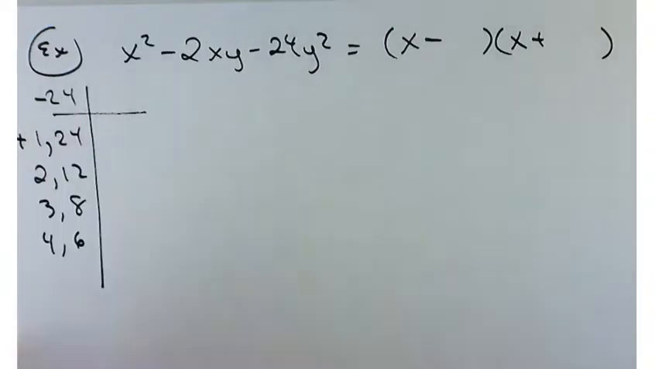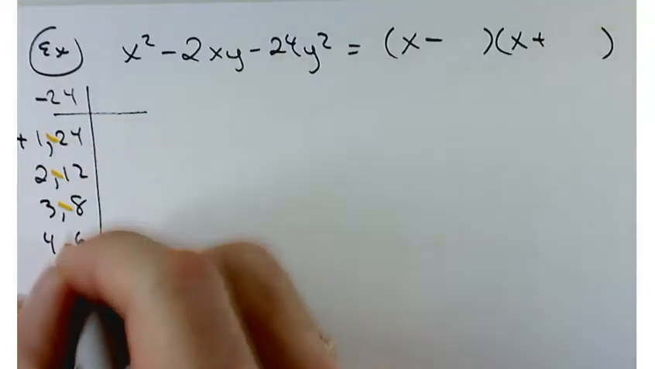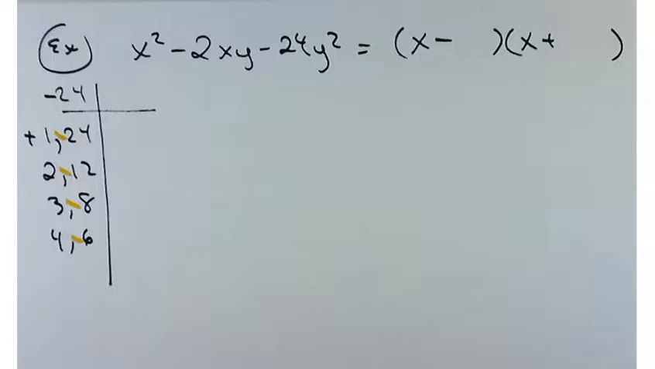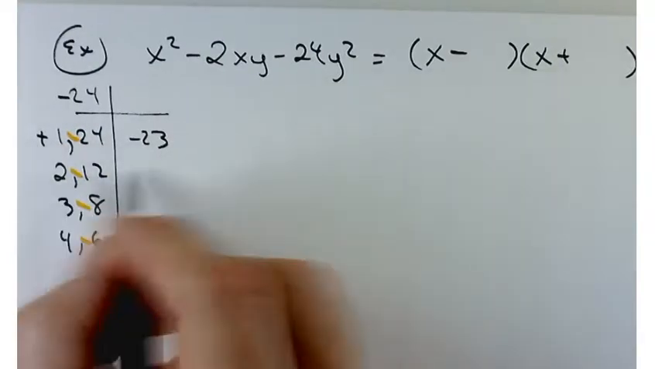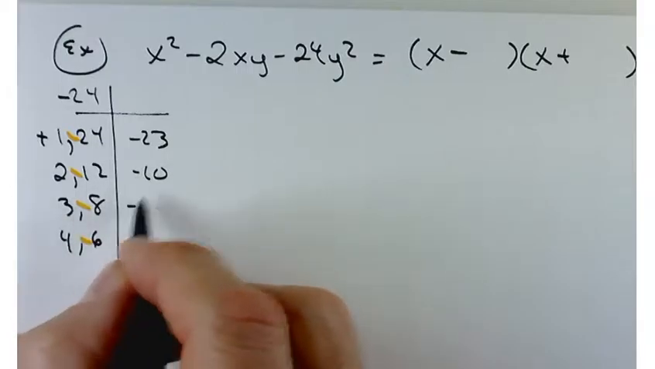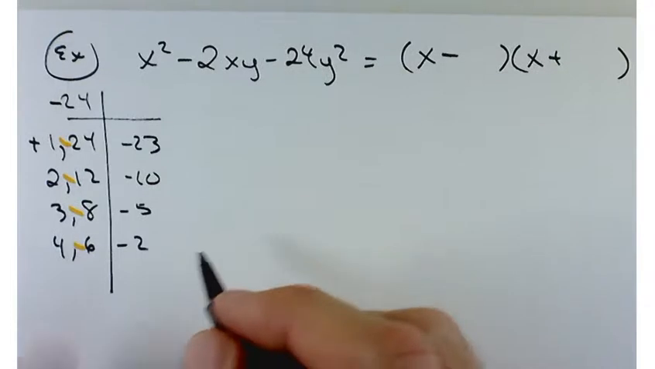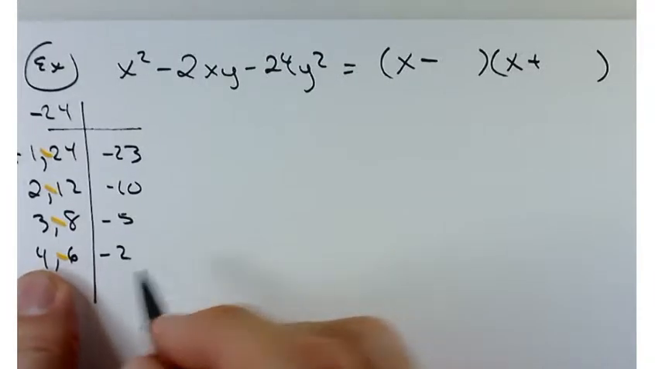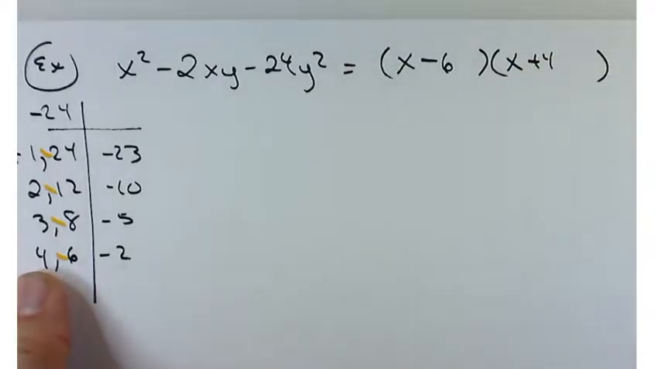So let me squeeze in a little negative sign here and add them all up. That adds to negative 23. That adds to negative 10. And of course, it's the last one down here that adds to negative 2. So it's x plus 4 and then x minus 6.